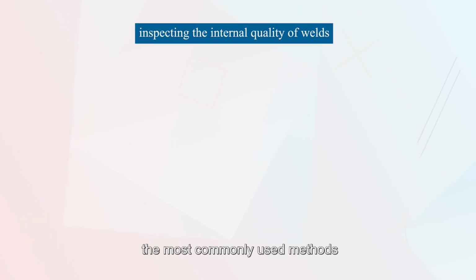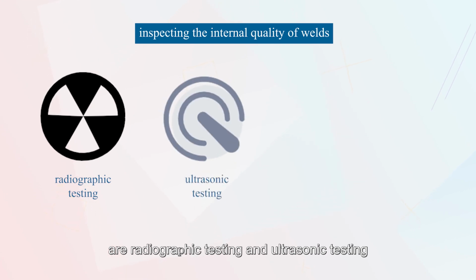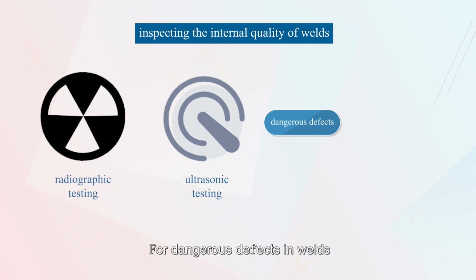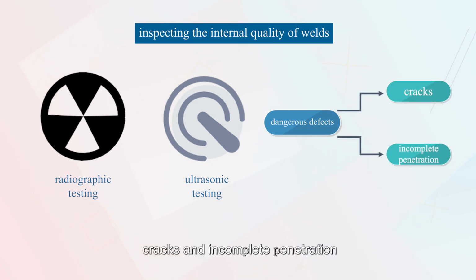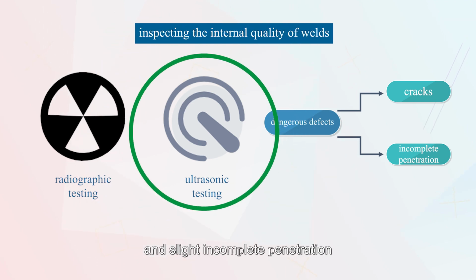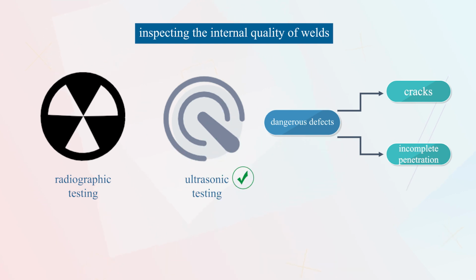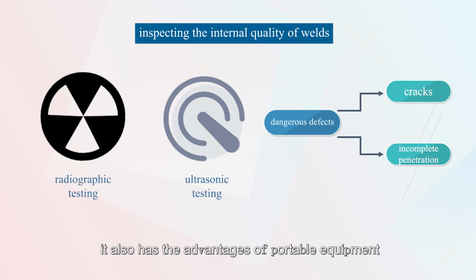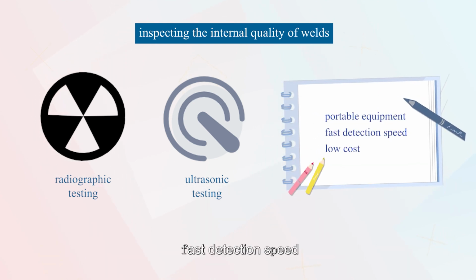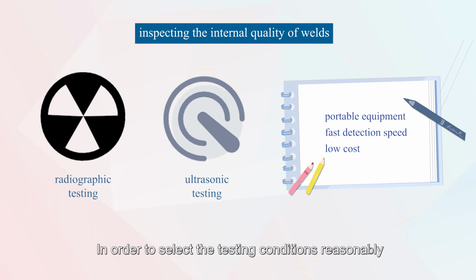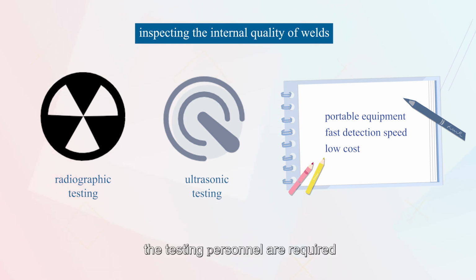At present, the most commonly used methods for inspecting the internal quality of welds are radiographic testing and ultrasonic testing. For dangerous defects in welds, cracks and incomplete penetration, especially microcracks and slight incomplete penetration, are easier to find with ultrasonic testing than radiographic testing. Compared with radiographic testing, it also has the advantages of portable equipment, fast detection speed, and low cost. In order to select testing conditions reasonably and make a correct judgment on the testing results, the testing personnel are required to know the relevant welding knowledge.